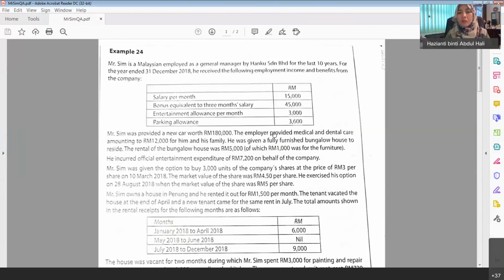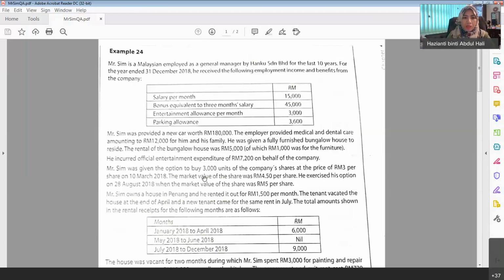So all this will help us determine, we have the keywords, so we have the salary per month, so we know we have to multiply by 12, because the one given here is actually until the year ended 31st December 2018, so it is a figure for 1 year. The employer also provided medical and dental care amounting to 12,000 for him and his family. He was given a fully furnished bungalow house to reside. The rental of the bungalow was 5,000, of which 1,000 was for the furniture. He incurred official entertainment expenditure of 7,200 on behalf of the company.